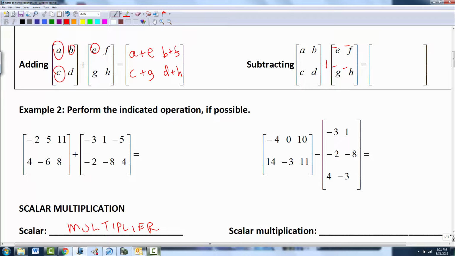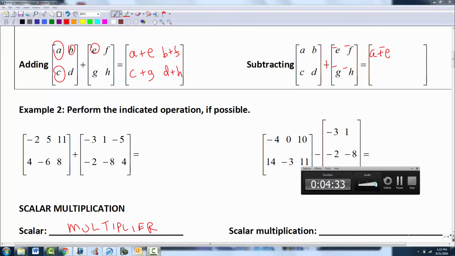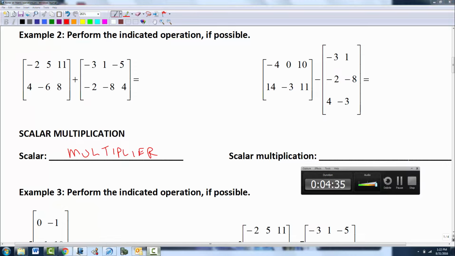So what I did is I put plus a -1, and then I distributed a -1 into the other matrix. Then what you could do is add the opposite of E to A, and then add the opposite of F, add the opposite of G, add the opposite of H to each of its correlating components. I'm just going to add the first one. It's not really rocket science.